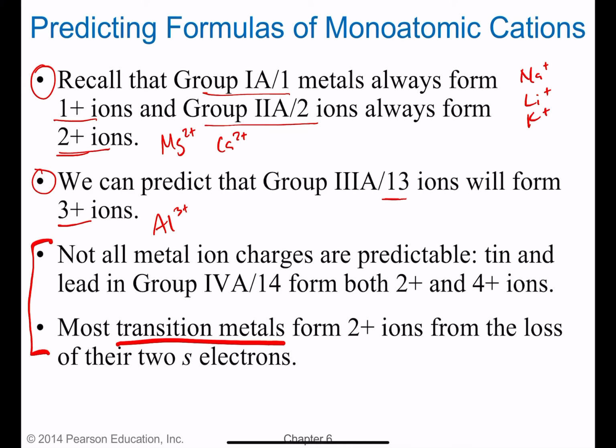It's somewhat predictable. One thing you can do is look it up on Wikipedia, and then the charges that are in bold are usually the most common ones. But the point is the transition metals, they're not always the same thing. So that's why we're going to use the Roman numerals.